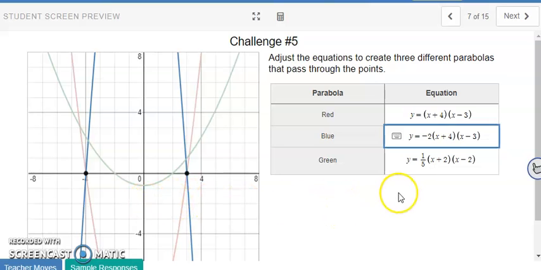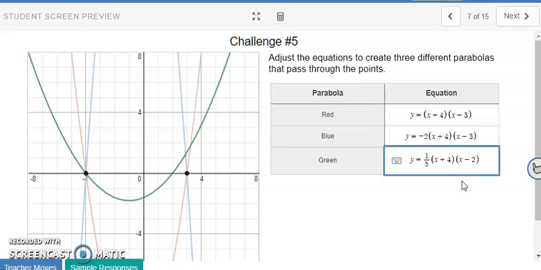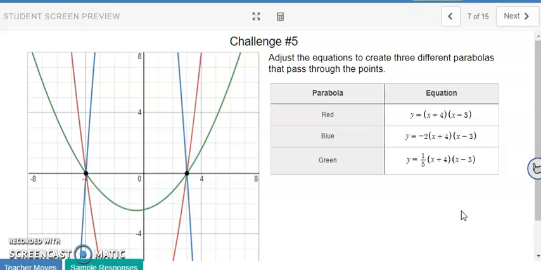And then for the red graph, we wanted to go through, again, the -4 and the 3. So if I put in here, for the green graph, plus 4 again, and minus 3 again, you'll notice that the graphs will go through all the same points. So the key in working with what's called factored form is that if I want graphs to go through the same 2 points, I have to make sure that the parentheses I'm using are the same parentheses.